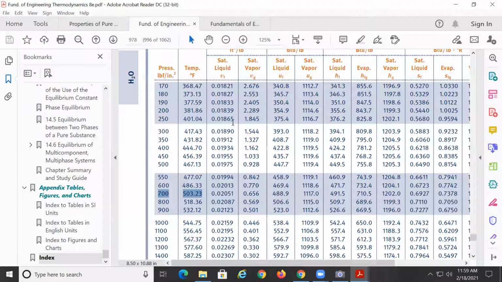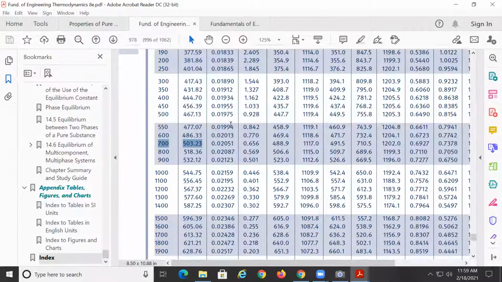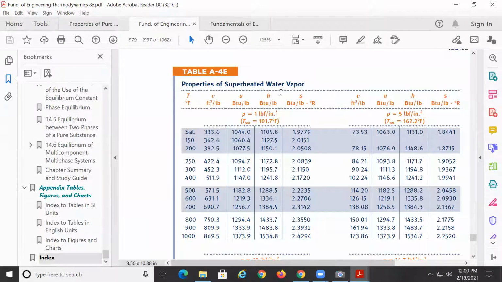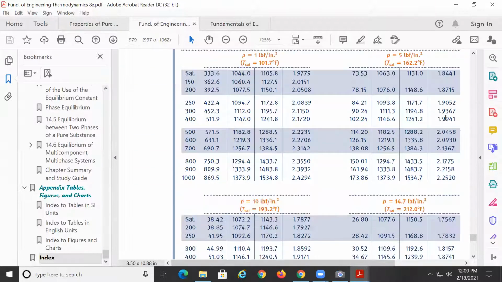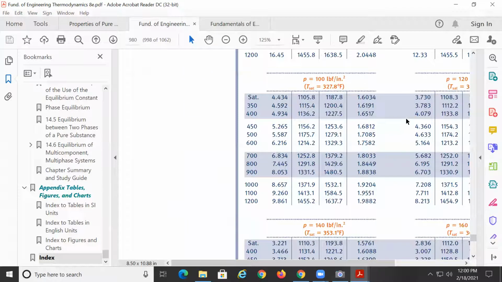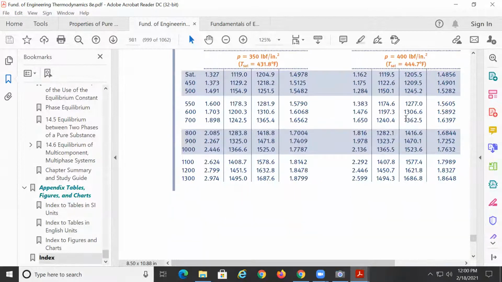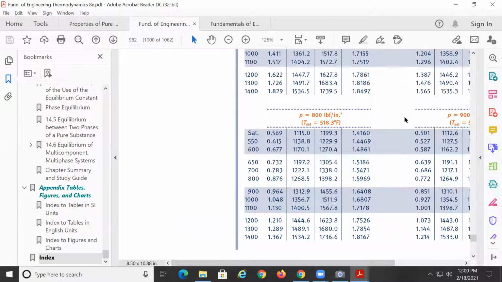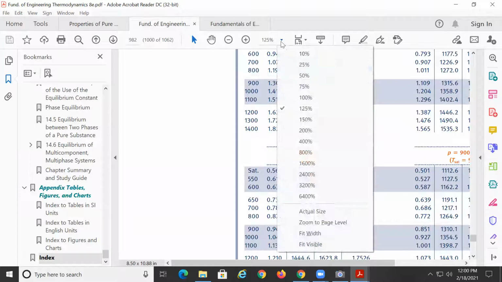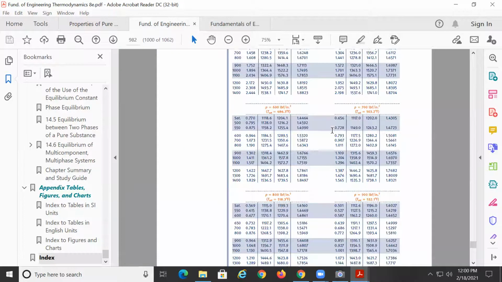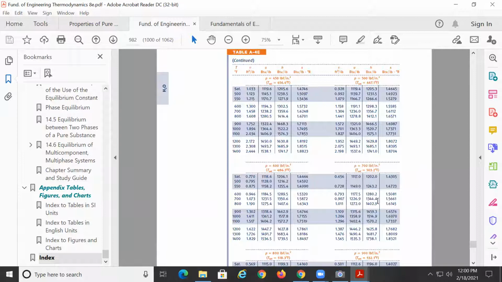That should be table A4. You see superheated water vapor tables. So what do we know? We know the pressure is 700. So we need to go to the pressure 700. 60, 140, 200, 350. We'll probably pass it here. Let me see if I can make it a bit smaller so we can have a better picture. So 700 is right over here, okay?